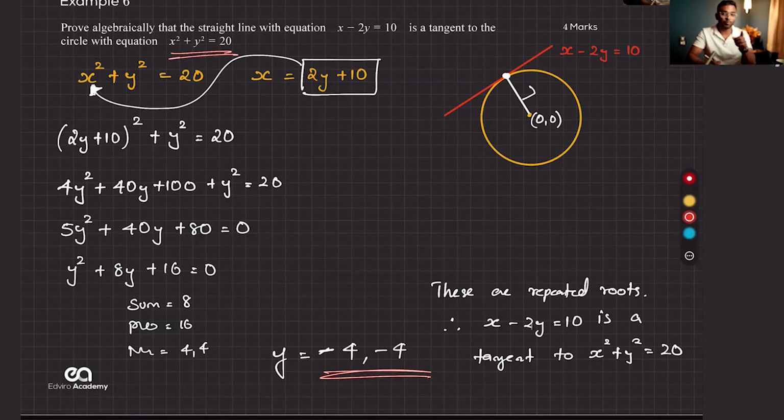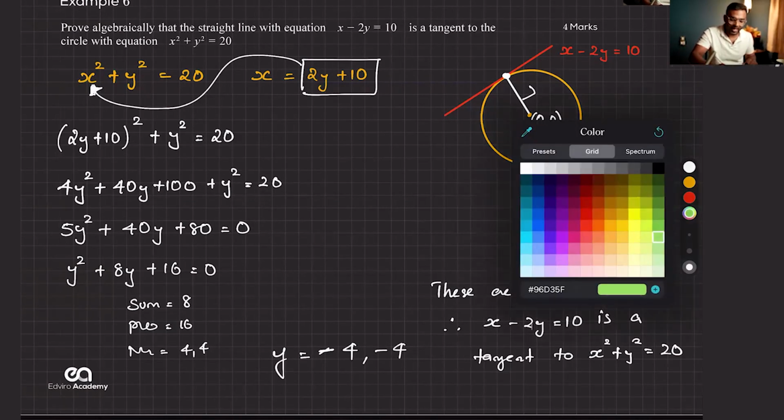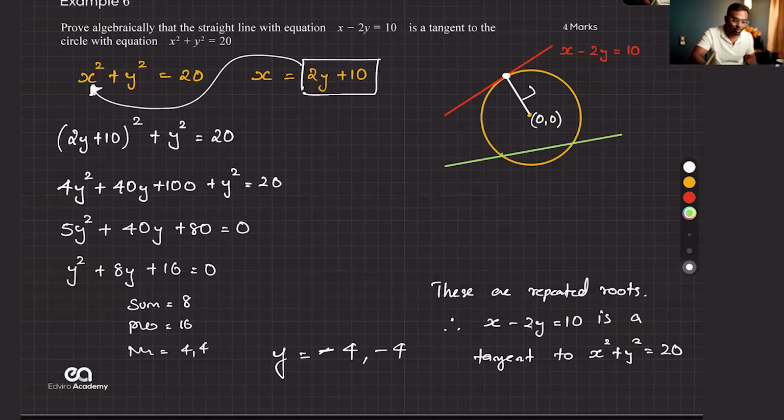And if you have repeated roots, which means the same roots coming up, then it is a tangent. Now, how would you prove it is not a tangent? What if the question comes, this is not a tangent? Prove algebraically this is not a tangent. Absolutely, everyone. You will not get repeated roots, you will get two different roots, which means your line is passing at two different points on the circle.